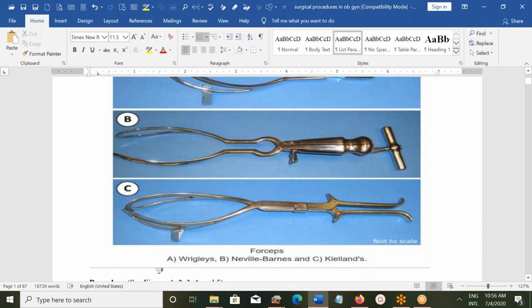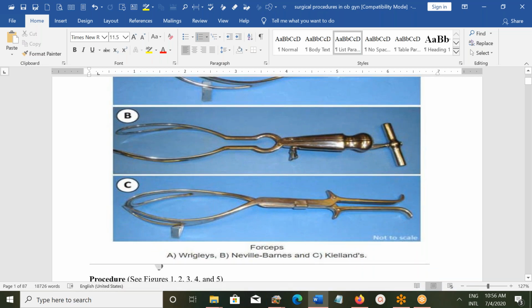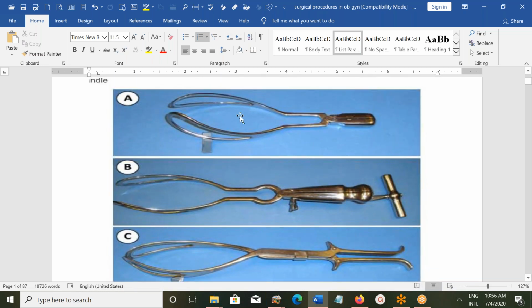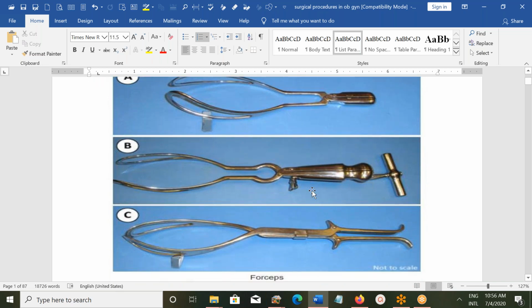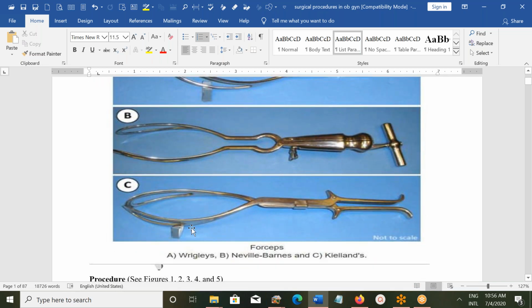Sometimes they can just give you the pictures of the forceps. This is Simpson's forceps, the one with the flatter and longer curves with the handle and shank. That is Neville Barnes. And the one with the two curves, pelvic and cephalic curves, and the sliding lock, that is Kielland forceps.